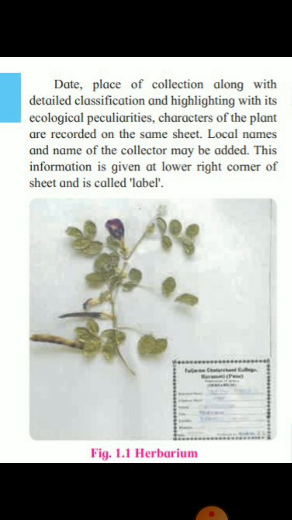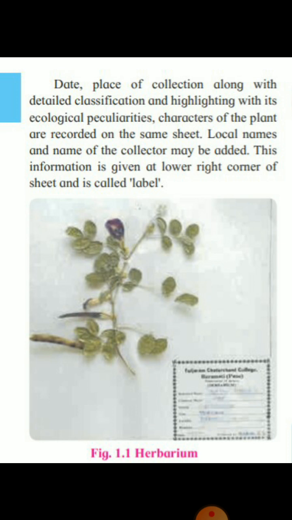then its ecological peculiarities such as its leaves, how are its fronds, how are its flowers, what is the height of the plant. Okay, so such characters of the plants are recorded on the same sheet. So local name and name of the collector may be added.